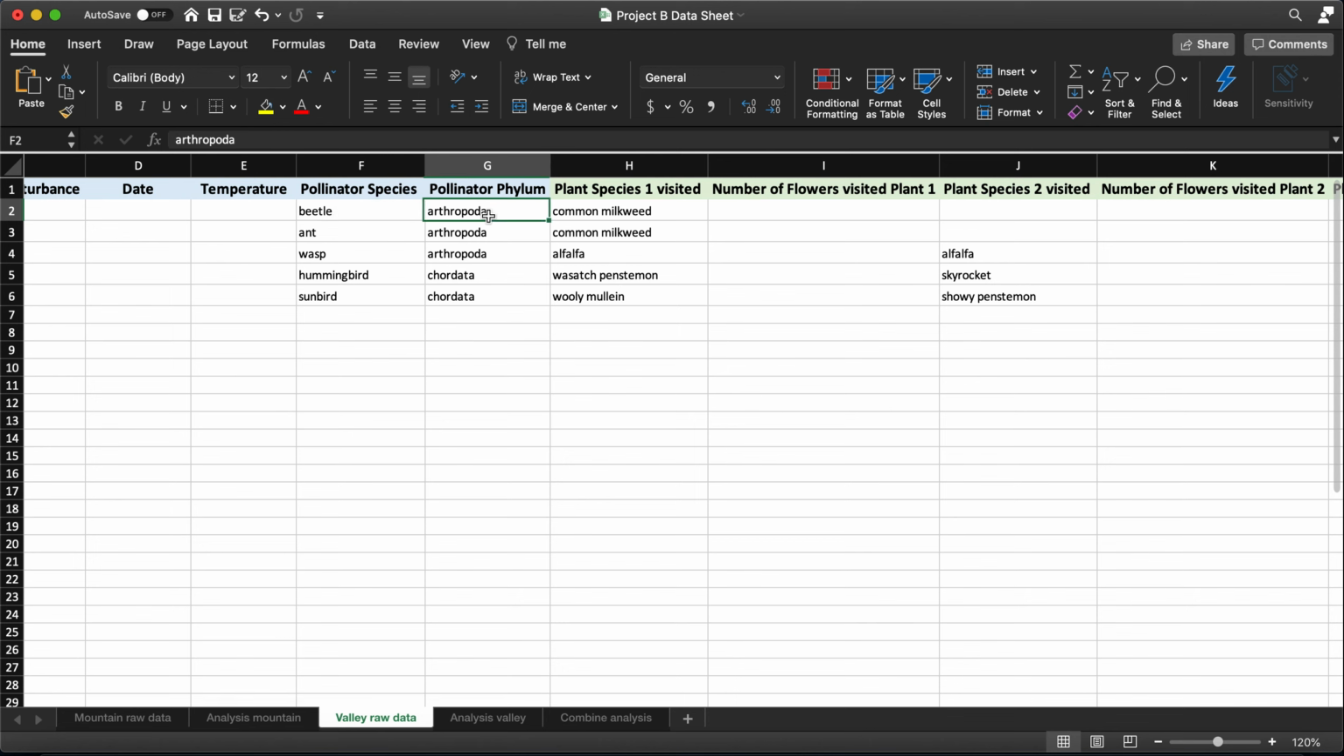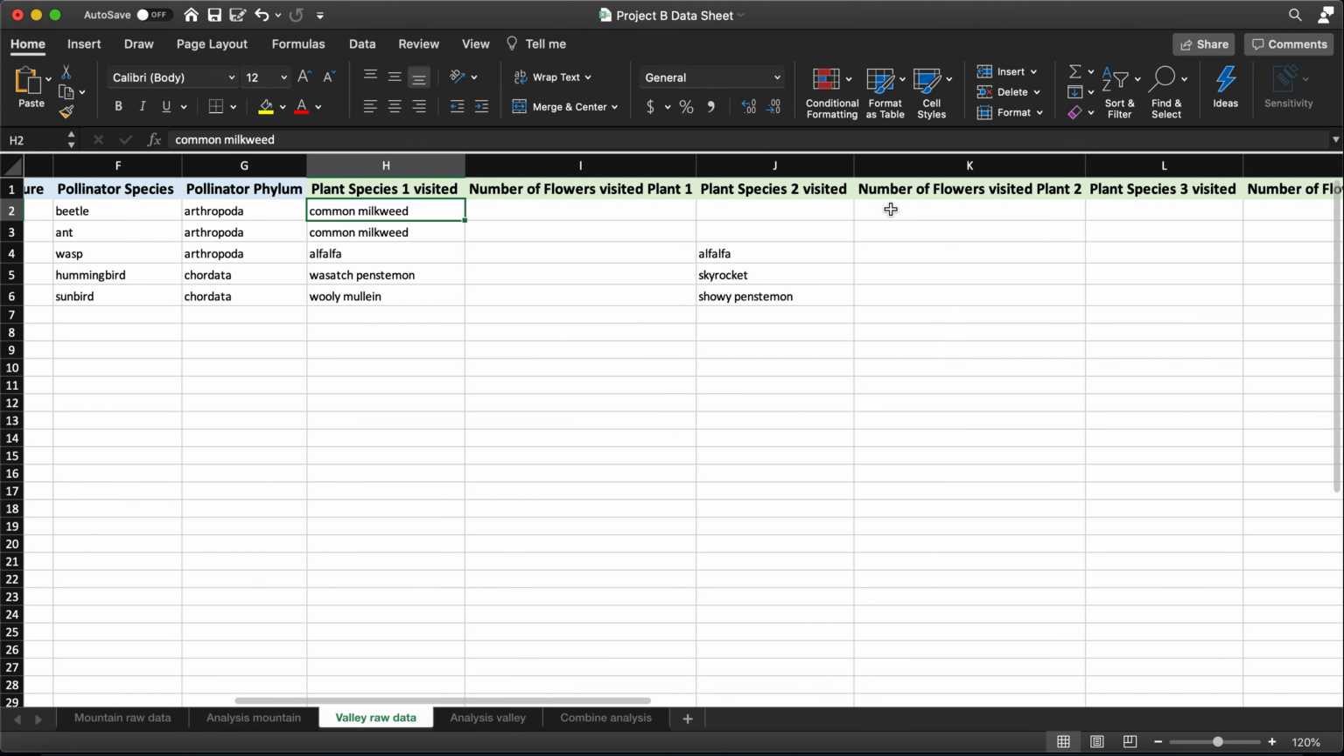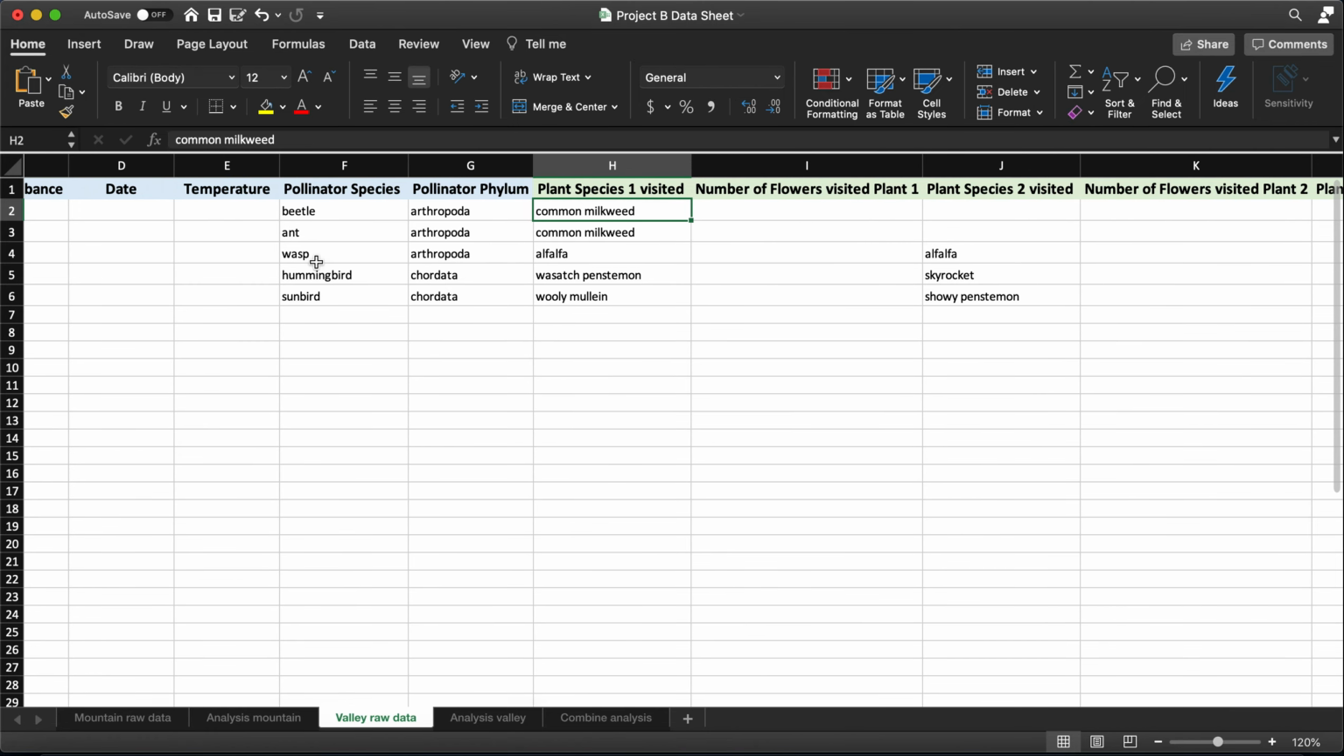we have a beetle, and then identify the phyla for that particular beetle, and then I found here what type of plant that beetle was visiting, and there is nothing else after. Okay, but if you look at this wasp, it visited one alfalfa. You can again put here whatever information you want. Obviously, it needs to be real data.